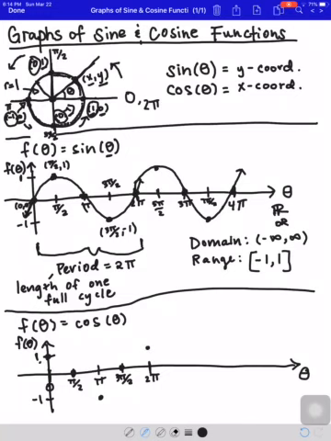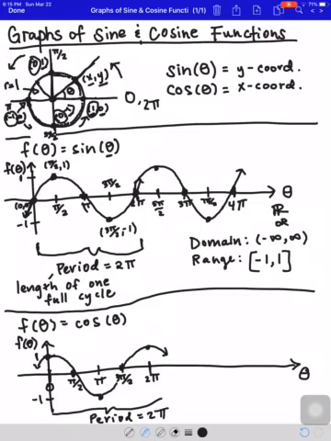And so now if we connect these points, we get this sort of picture, which of course is just going to repeat itself to the right and to the left. Notice this cosine function looks a lot like the sine function. So it's another periodic function. And the length of 1 full cycle is the same. It's also 2 pi. So our period is again 2 pi.